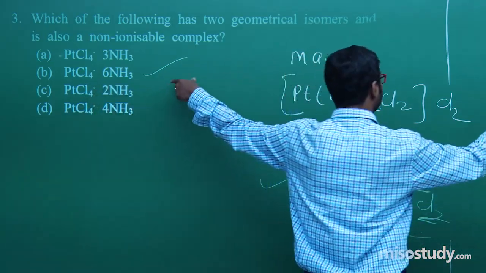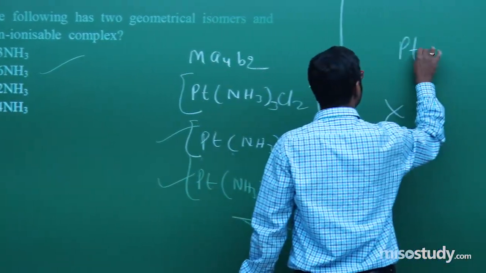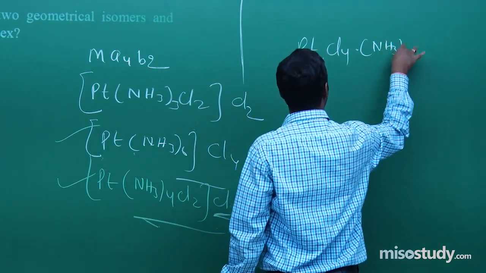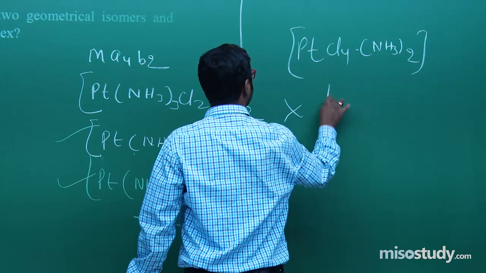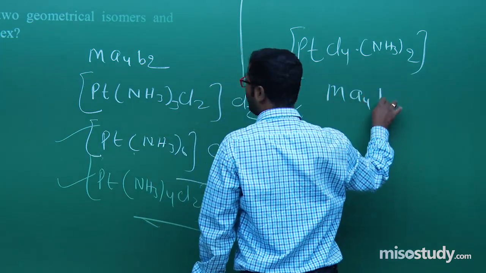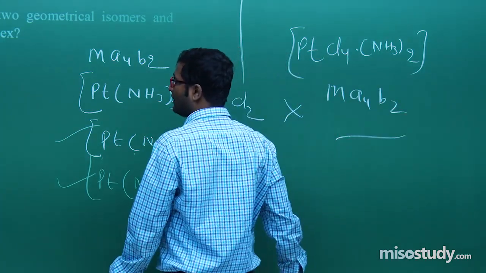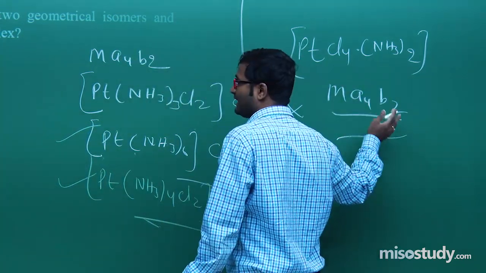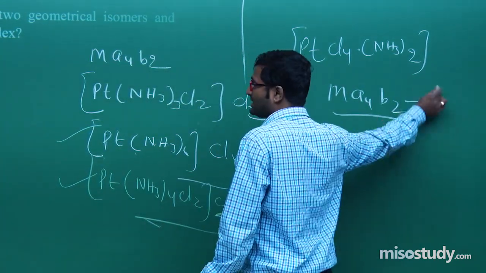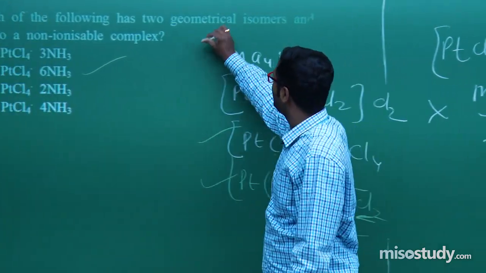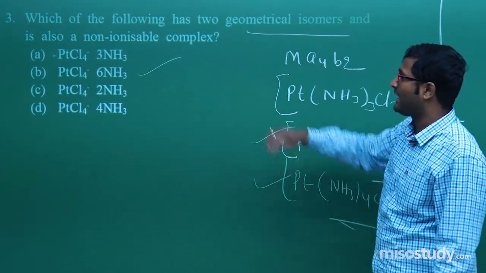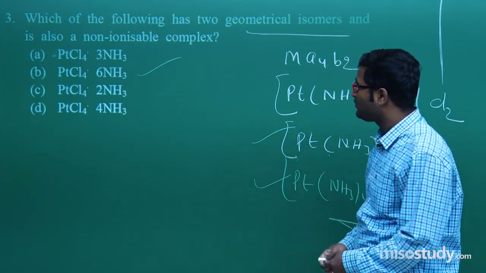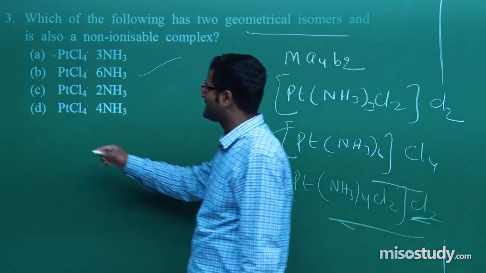If I put here PtCl4(NH3)2, look at this formula, Ma4B2, and there are no such charges, then in this case we observe there is a possibility of geometrical isomers, one condition satisfied, and it is non-ionizable, no ion present here. So in this case what is the correct option? C is the correct option.